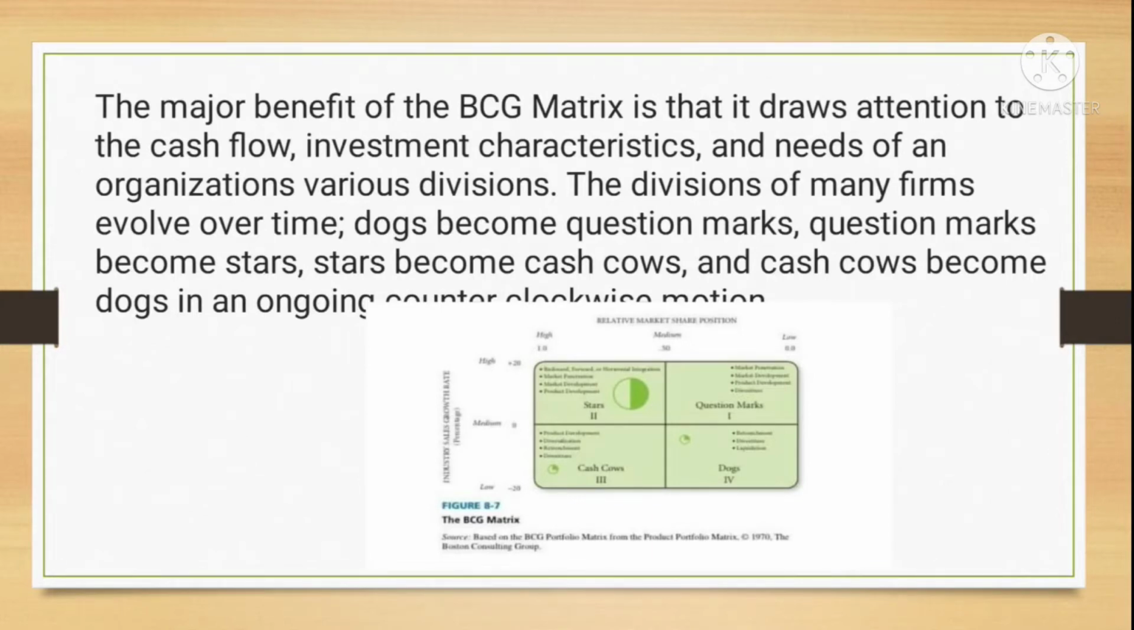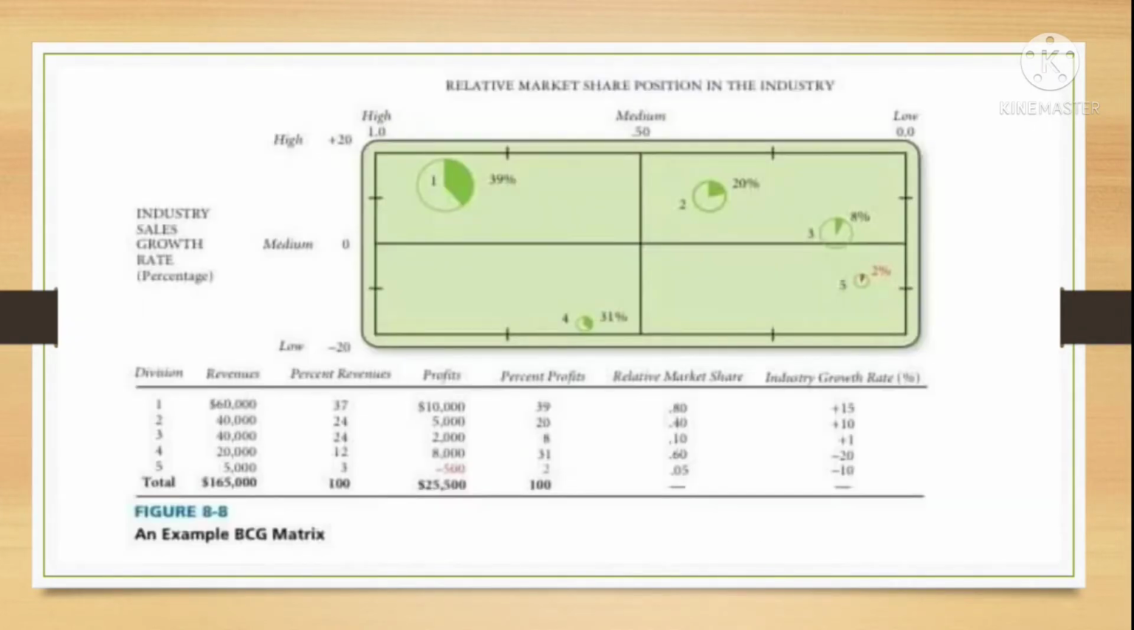So, the basic BCG matrix appears in Figure 8-7. So, in that figure, each circle represents a separate division. The size of the circle corresponds to the proportion of corporate revenue generated by that business unit, and the pie slice indicates the proportion of corporate profits generated by that division. So, this figure is Figure 8-8, an example BCG matrix.